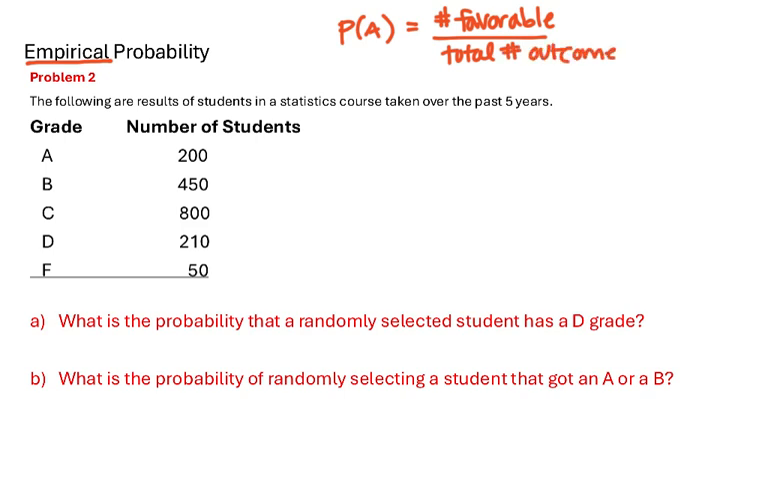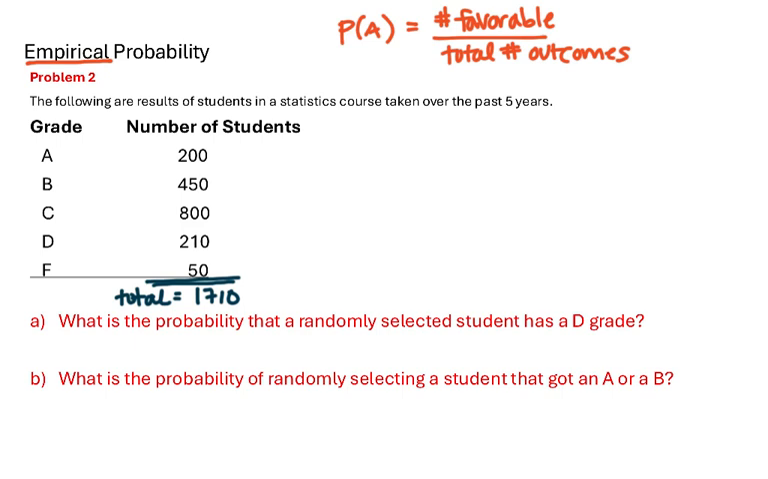And again, you can see in this table, one thing that is missing that we're going to need is we've got students and their grades, but we must add them all together because the total is what's going to be the bottom of any probability fraction. So let's add those. Okay, it's 1710.